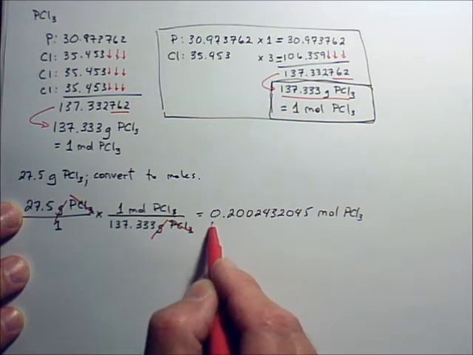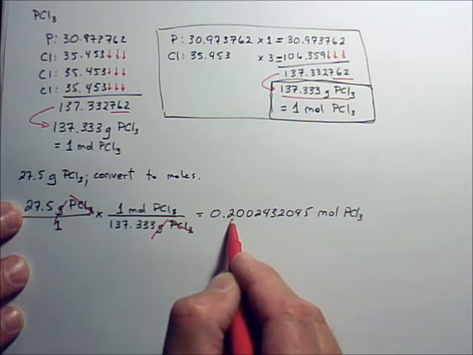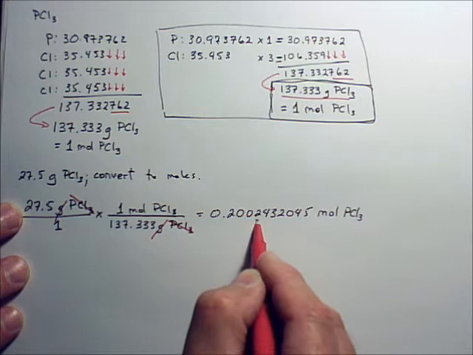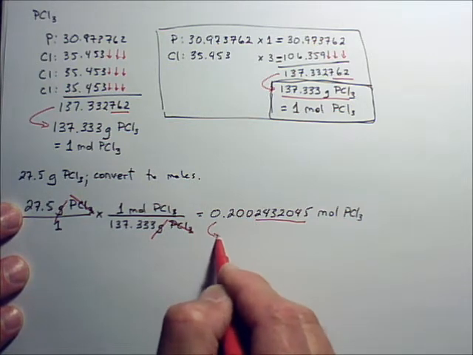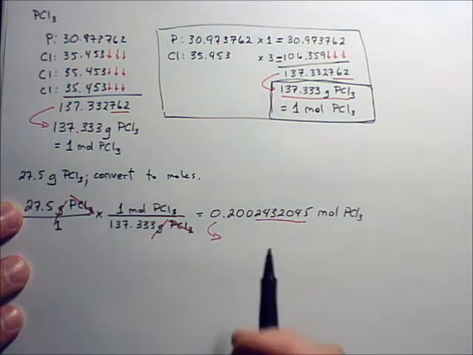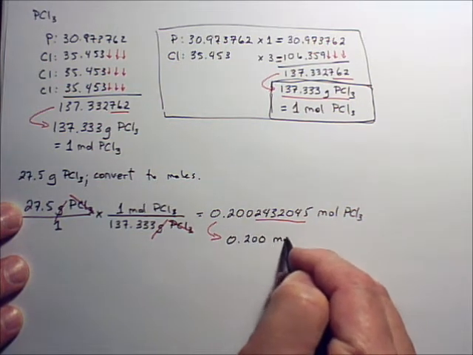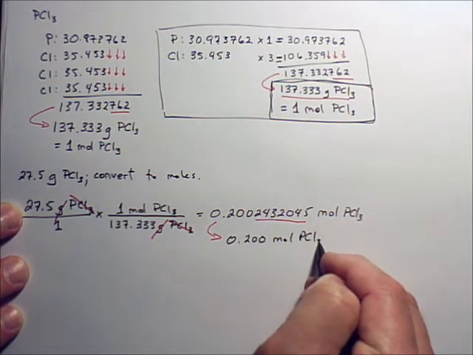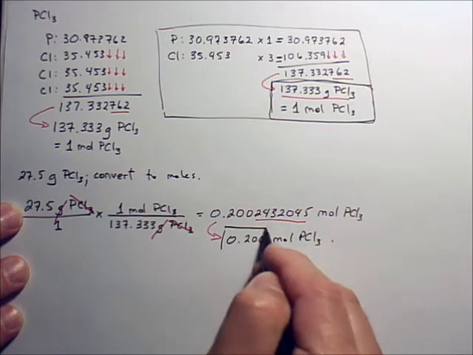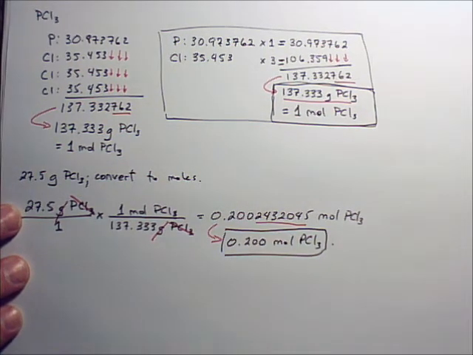Leading zeros are not significant. First significant digit is this. 1, 2, 3. I start underlining from there. Round off. And I get 0.200 moles of PCl3. And that's the final answer. Okay, for this question anyway.